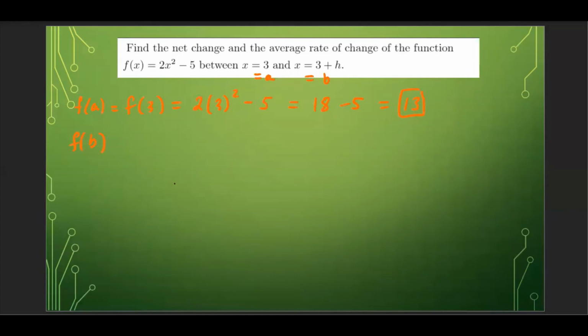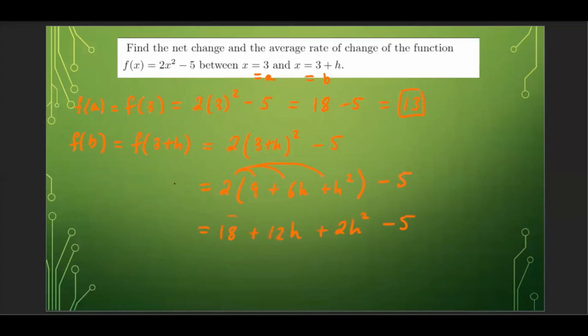And then our f of b is going to be f of 3 plus h, because that represents our b value. So again, we do the same thing, 2 times 3 plus h squared minus 5. Well, here we need to do a little bit more work since our input value happens to be more than one term. So we need to expand that first. So we have 2 times 9 plus 6h plus h squared minus 5. And by distributing 2 to simplify more, we have 18 plus 12h plus 2h squared minus 5.